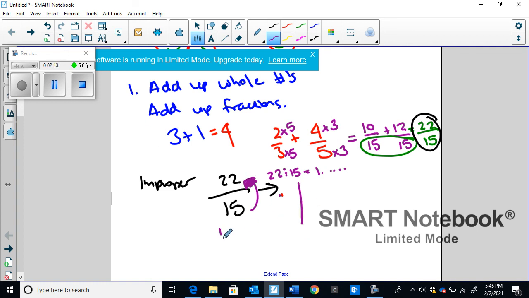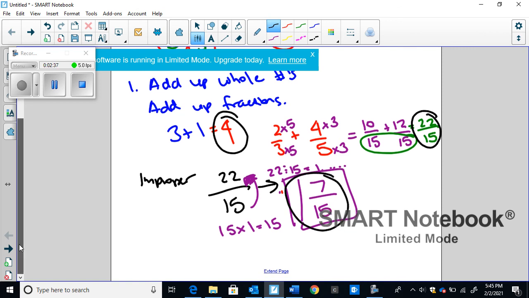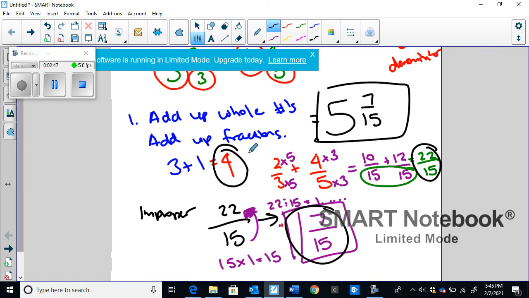But 15 one time is 15. I need 22. So what am I missing to get to 22? Well, 15, 16, 17, 18, 19, 20, 21, 22. I'm missing 7 more pieces out of 15. Okay, so now what we have to do is we're going to take the 4 wholes that we've already calculated, and then we have another whole, that's 4 and 1, which gives us 5 in total. 4 plus 1 is 5, and then we have 7/15 left over, and that would be our final answer.